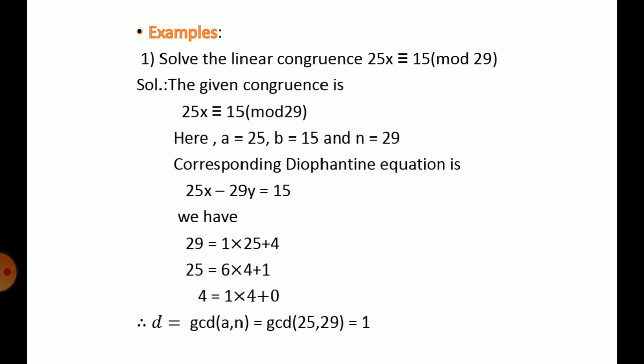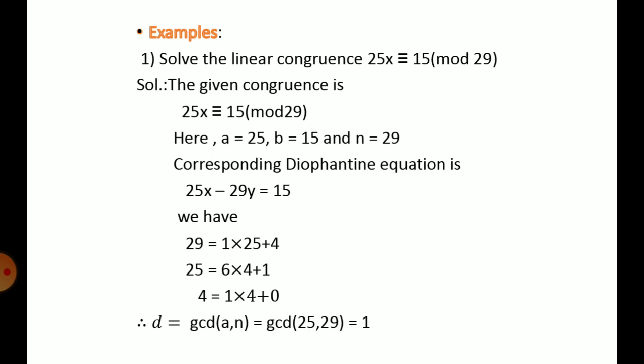Now we shall see some problems. First problem, solve the linear congruence 25x is congruent to 15 mod 29. Means we have to obtain the solution. That means we have to obtain the value of x which satisfies this congruence. The given congruence is 25x is congruent to 15 mod 29. Now we shall compare with ax is congruent to b mod n. Therefore a is equal to 25, b is equal to 15 and n is equal to 29.